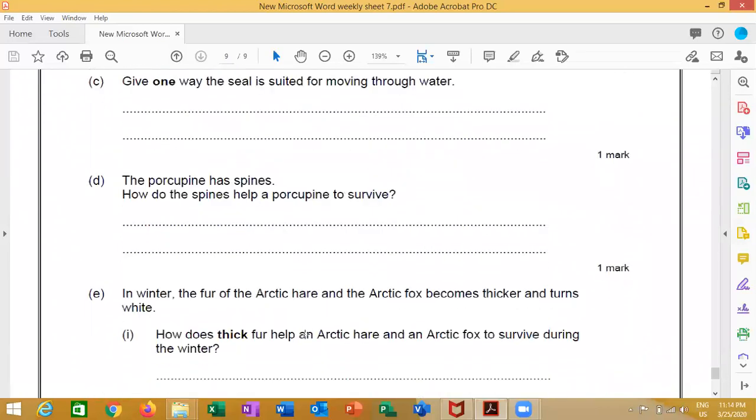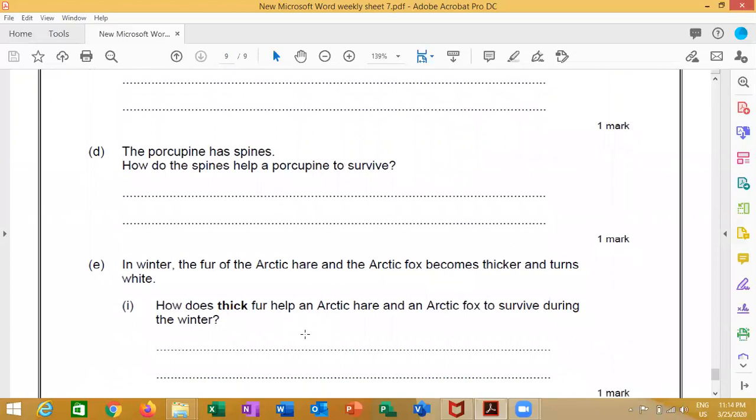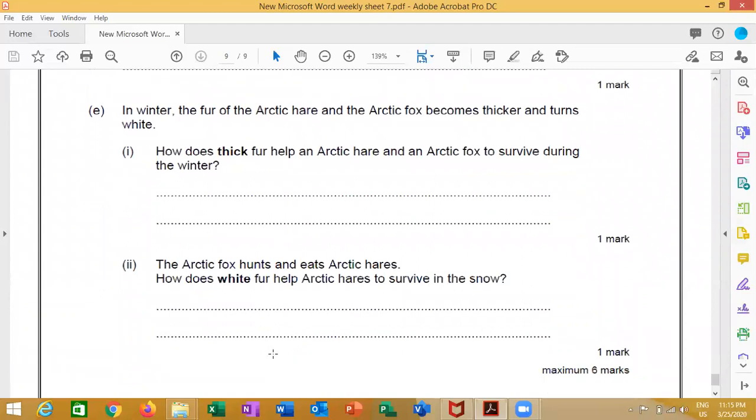Number E, how the thick fur will help in surviving in the environment. Here, you want to talk only about the thick fur. Here, you should write for me, the thick fur is needed for keeping the animal warm or to keep it warm in the cold weather. Number double I, here he's asking about why the white fur is important. The white fur is important here because it will help in camouflage or it will hide from the predators.